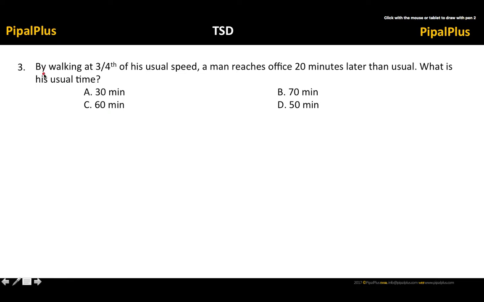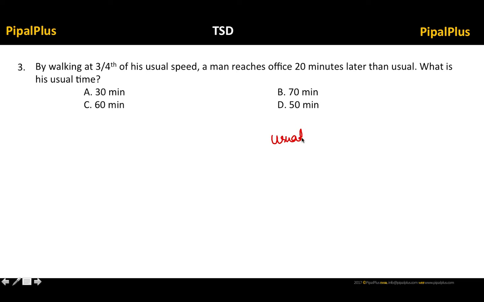Now in this question, let's read this question. It says, by walking at 3/4 of his usual speed, a man reaches office 20 minutes later than usual. What is his usual time? Okay, now while it is a little subtle, you will notice that in this case we are talking about the man going from his home to office, right?